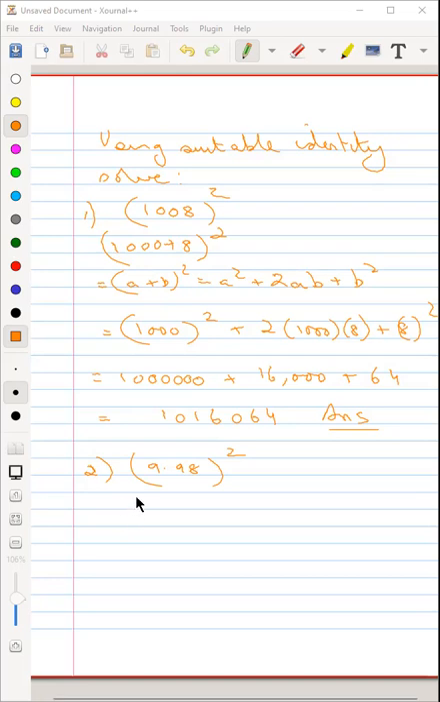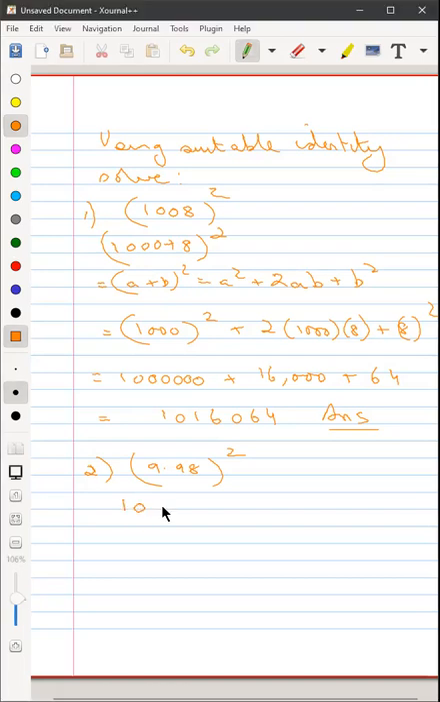Yes, sir. So it will be 10.00 minus 0.02, the whole thing square. We don't need to write 10.00, Aryan. Just write 10 itself. That's enough, right? Okay, sir. So then, what does this equal to be? 10 square minus 2 multiplied by 10 multiplied by 0.02 plus 0.02, the whole thing square.